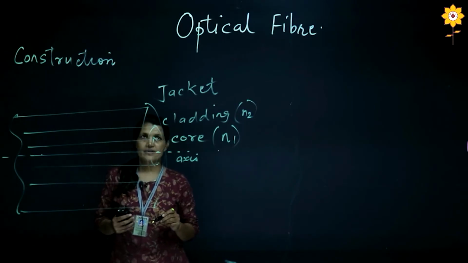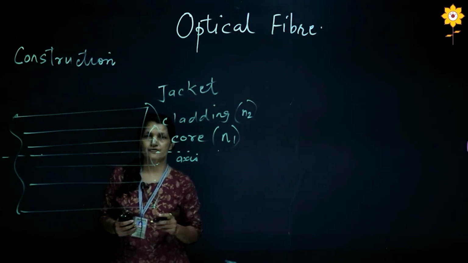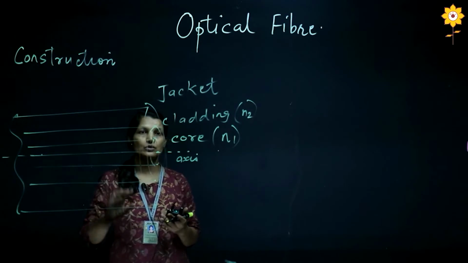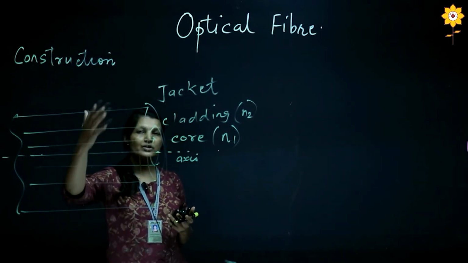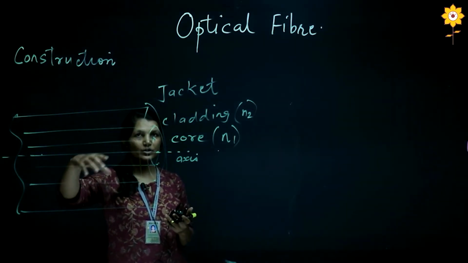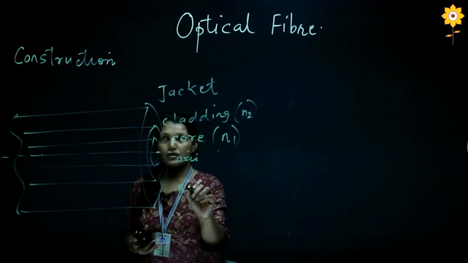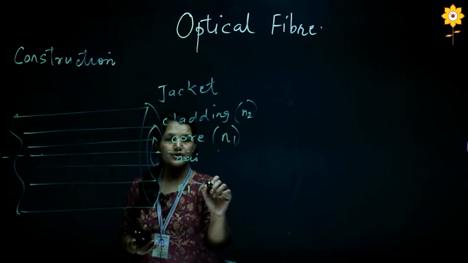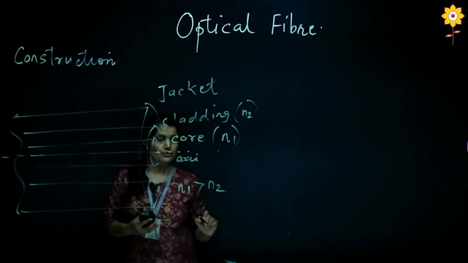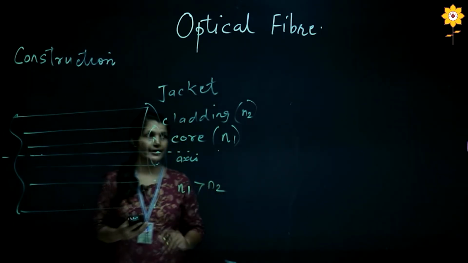So the optical fiber we are seeing is made up of 3 different regions. The innermost region is called the core. The core is surrounded by a cladding, and both of them are surrounded by a jacket. For proper functioning of the optical fiber, N1 should always be greater than N2, where N represents the refractive index.